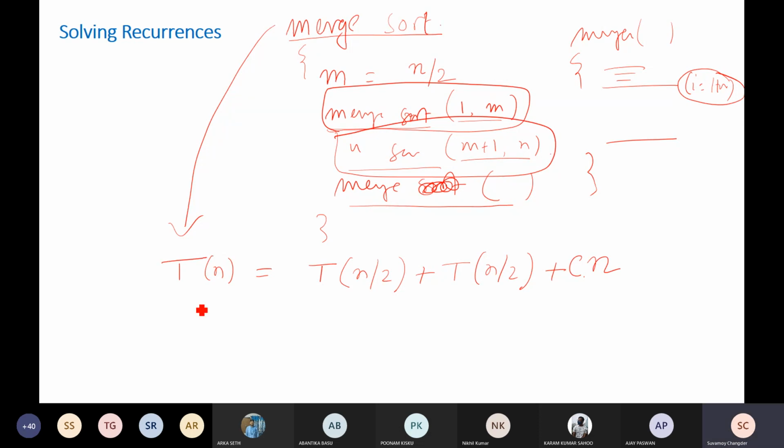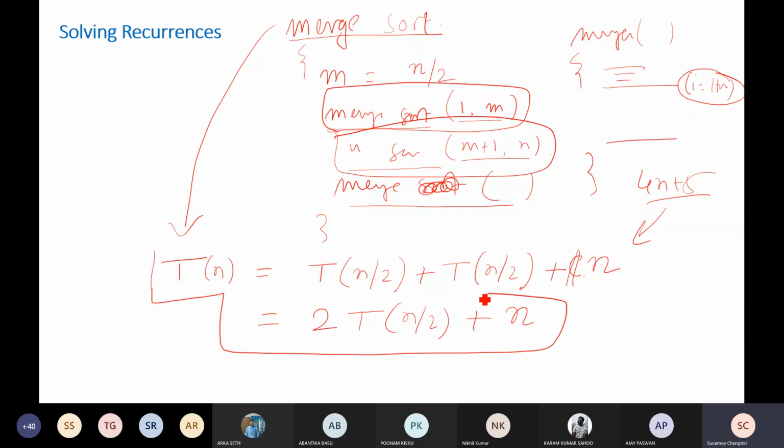So here T(n) can be expressed as T(n/2) plus T(n/2) plus a polynomial of n. I am discarding the constant for the sake of simplicity. We can write it, no problem, but we have already learned that any polynomial, say 4n plus 5, can be written as a polynomial of n only in case of finding the time complexity. So now we have got the recurrence as T(n) equals 2T(n/2) plus n.